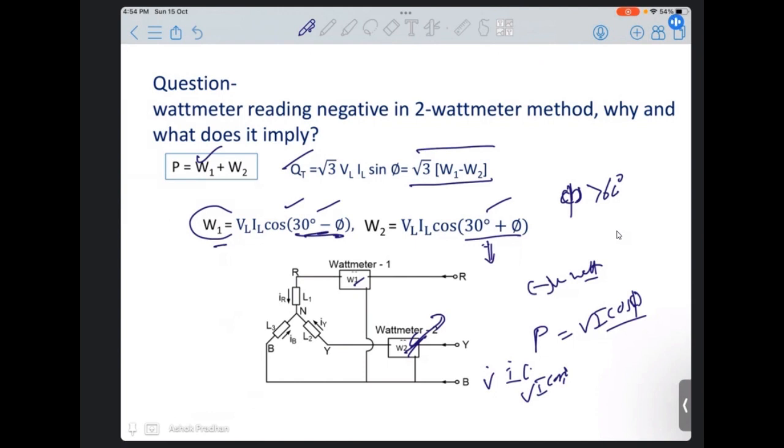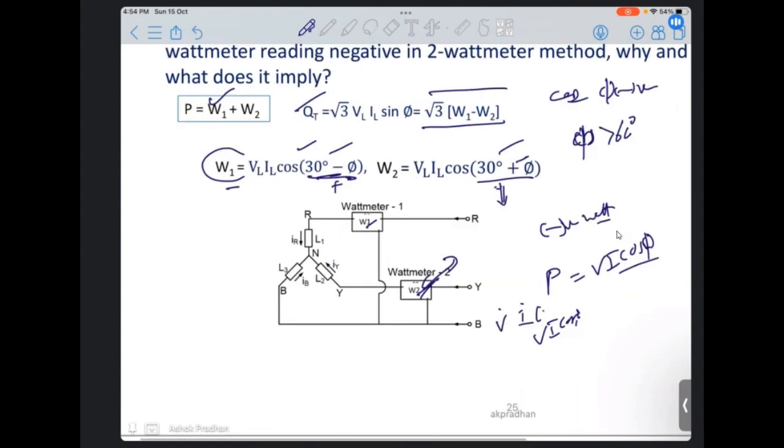And the negative reading is happening because of that role of the Q here. If Q happens to be significantly higher, because the angle is more than 60 degrees, then it happens. Now another question comes here: in the capacitive case, phi becomes negative, so 30 minus phi and 30 plus phi will exchange. W1 and W2 will exchange in this case from the relation perspective. That is what I would like to say.